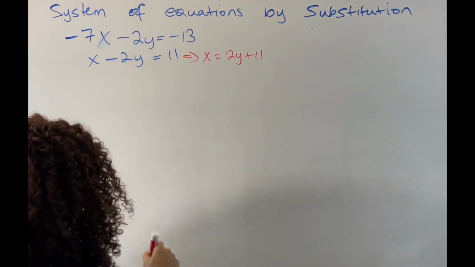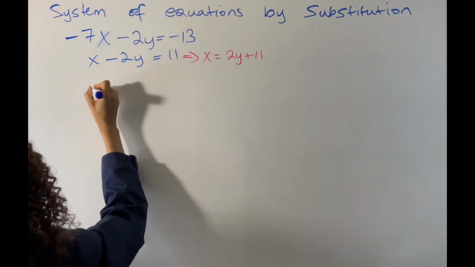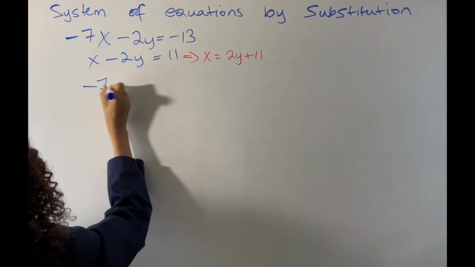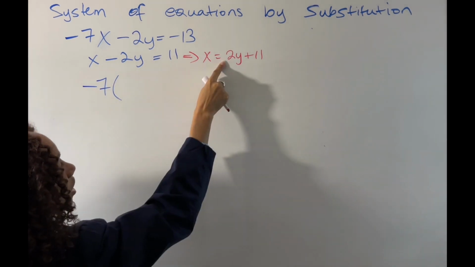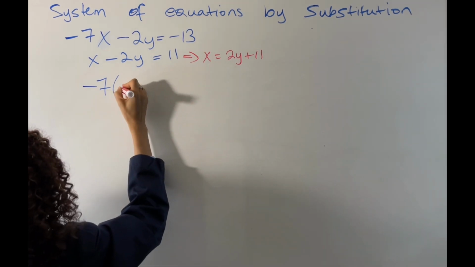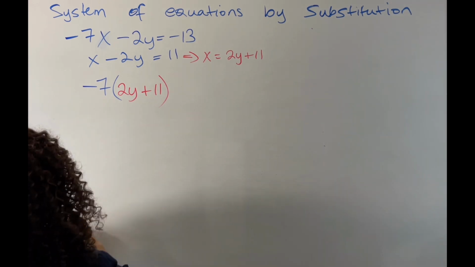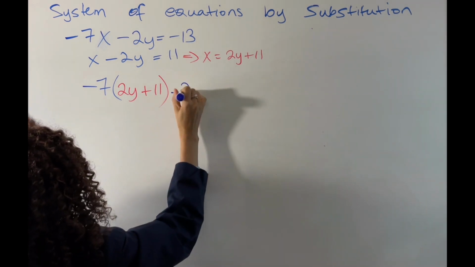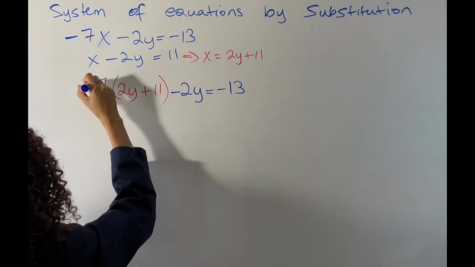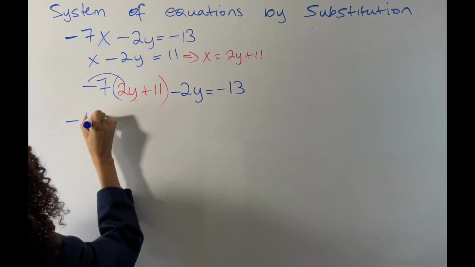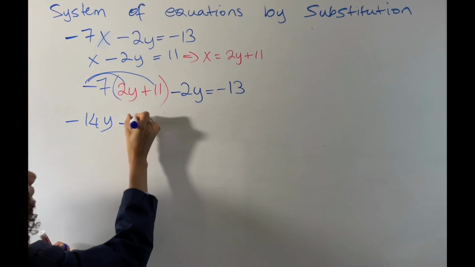So let's continue. So now I have my negative 7x, and I will rewrite this. So wherever I see x, I am going to replace it, or substitute it, with my value for x. All right, so I'm going to have 2y plus 11, close your parentheses there. And you also have your negative 2y equal negative 13. Now you must use the distributive property. So you will get negative 14y, and negative 7 times 11 is negative 77.